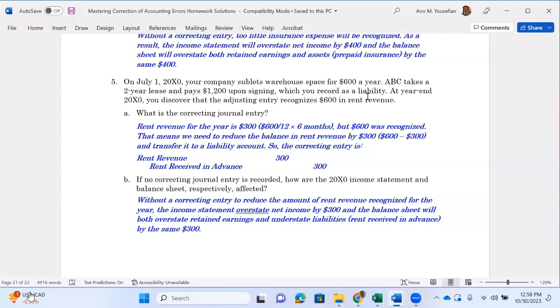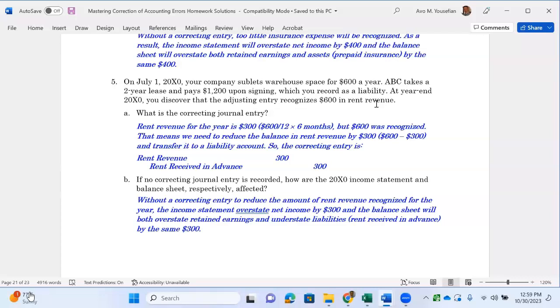At year end of 2020, you discover that adjusting entry recognizes $600 in rent revenue. So someone recorded $600 of rent revenue. Is it correct? Let's see. July, August, September, October, November, December. That's 6 months.